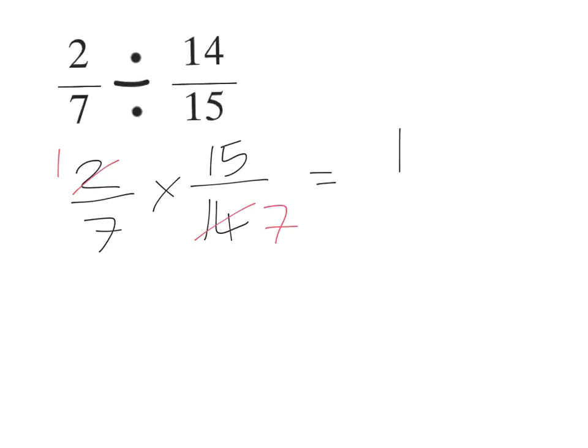We're now doing 1 times 15, which is 15, and 7 times 7, giving us an answer of 15/49. We check to see if that can simplify, and it can't. There are no common factors for 15 and 49. Therefore, that is our final answer.